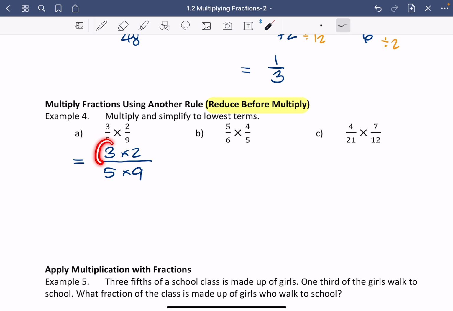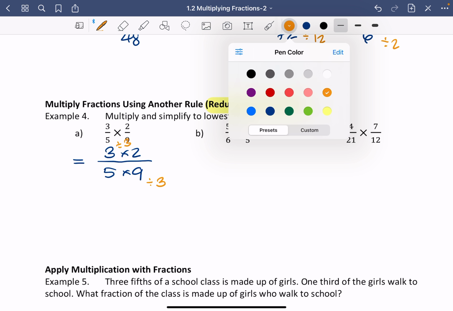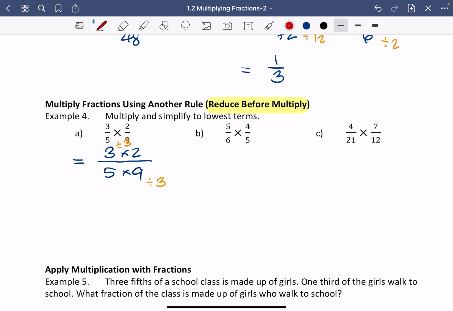You can see that 3 and 9, they have a common factor of 3. So if we divide the top 3 by 3 and divide the bottom 9 by 3, we'll get, let's just cross that out. If you divide the top 3 by 3, it became a 1. If you divide the 9 by 3, it became a 3. Okay, so I'm just going to erase the orange numbers so it's less confusing.